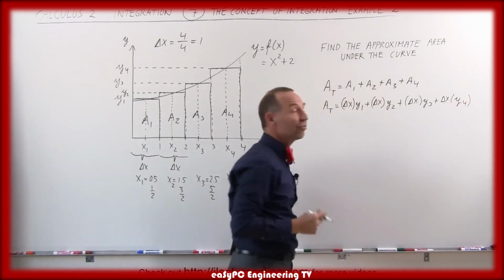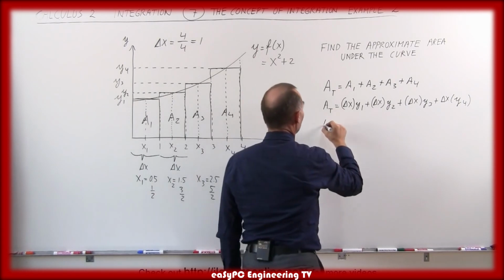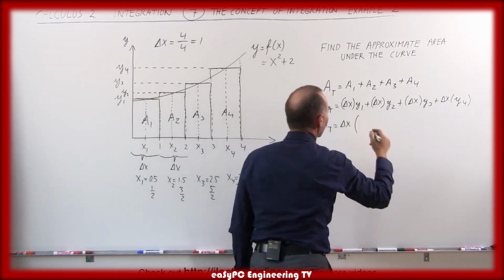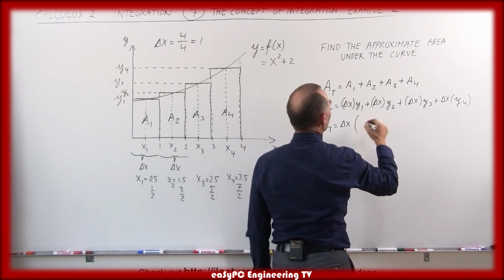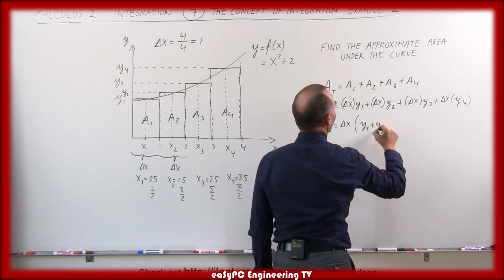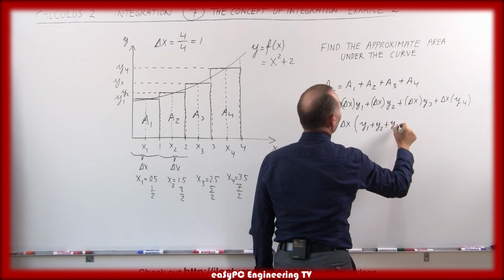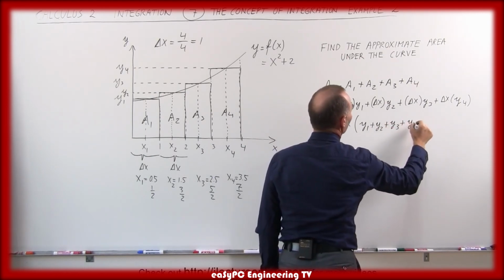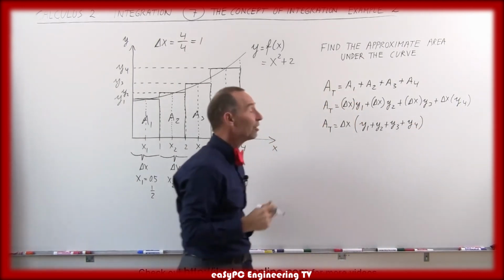And again, we can factor out a delta x here, so we can write that the total area will be equal to delta x, the width of each rectangle, they're all the same width, multiplied times the sum of all the heights of all the 4 rectangles. That would be y1 plus y2 plus y3 plus y4. Now, how do we find the height of each rectangle?